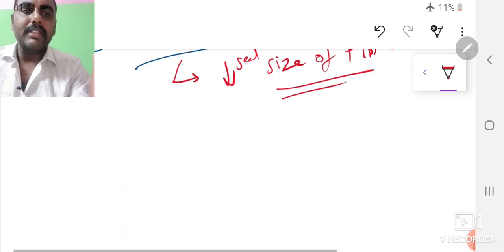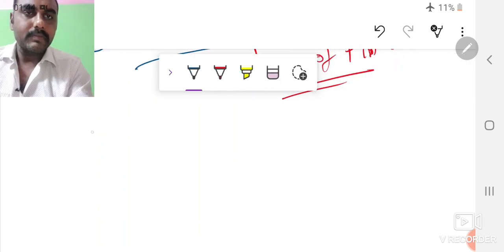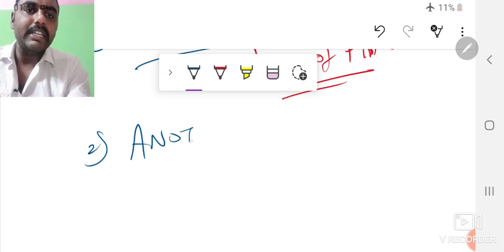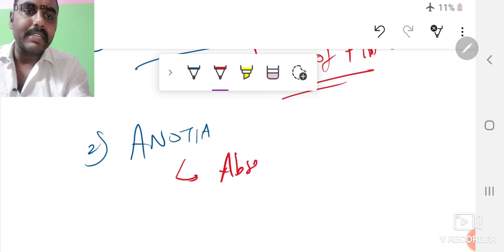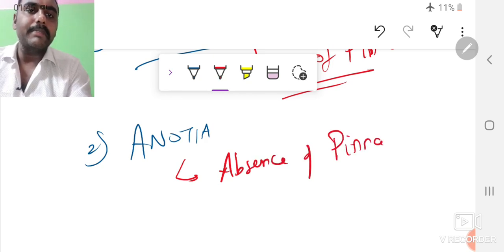Okay, and coming on to the next one, anotia. What is anotia? Anotia means absence of the pinna. The pinna is completely absent, that is called anotia. I will show the picture now.